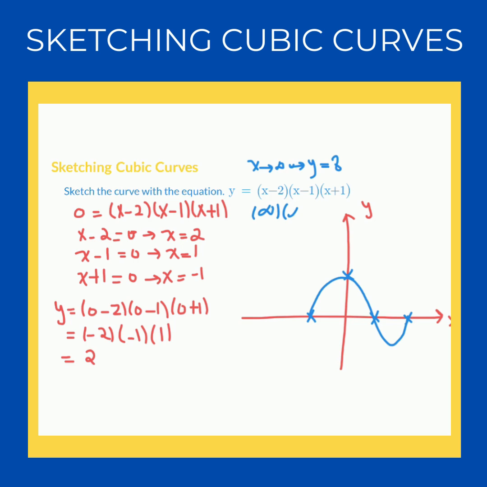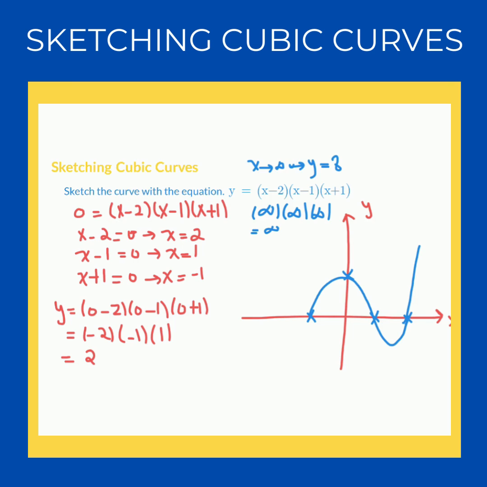Infinity minus 1 is infinity. And infinity plus 1 is infinity, because again, if I'm adding 1 to infinity, the number stays big, so it stays infinity. So infinity times infinity times infinity, the answer is infinity. So as x goes to infinity, so as x increases, y goes to infinity too, or it increases. So I have to extend the line upwards.